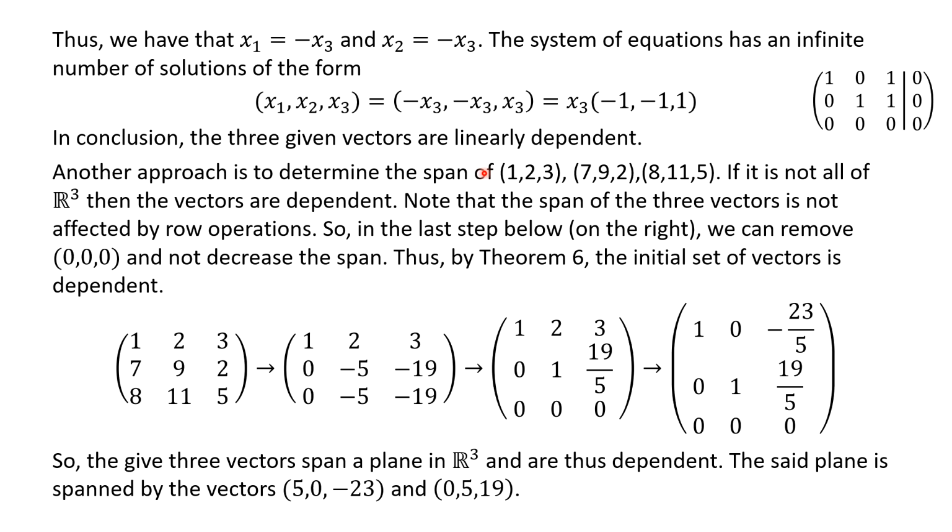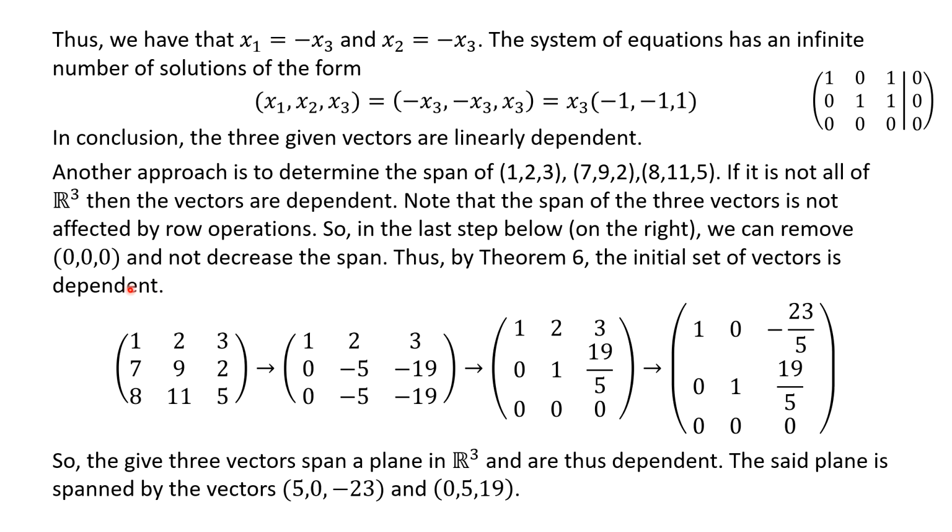And we could do it another way. We can find the span of these 3 vectors in R3, and if it's actually something less than R3, then there needs to be a dependency between these 3 vectors. So we do that by putting the 3 vectors into a matrix and then noting that we can do row operations, and that does not affect the span. So we do that here.